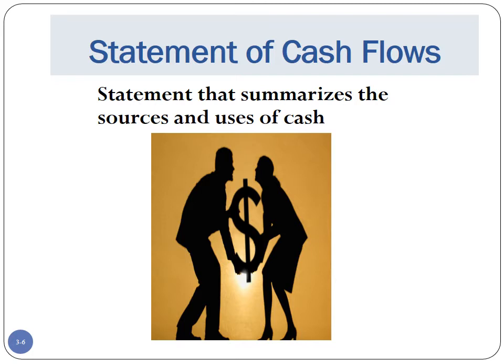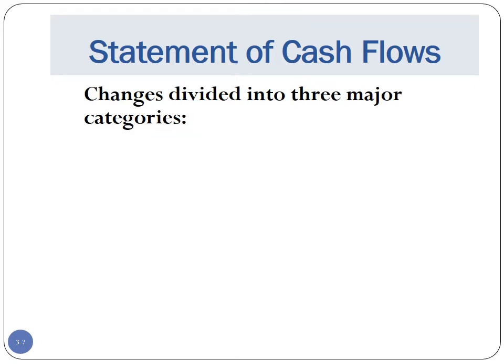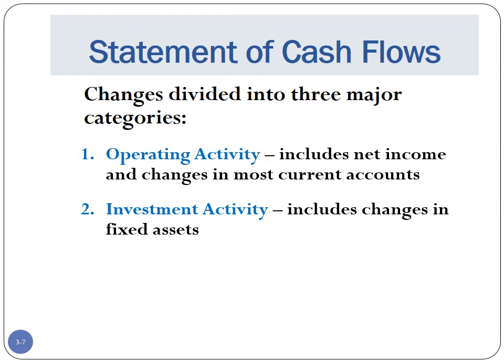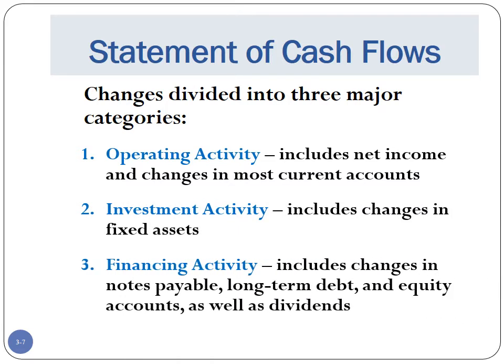The statement of cash flows is a statement that summarizes the sources and uses of cash. This is very important for assessing the performance of an organization, because the changes are divided into three major categories. Operating activity, which includes net income and changes in most current accounts. Investment activity includes changes in fixed assets. And then financing activity includes changes in notes payable, long-term debt, and equity accounts, as well as dividends.